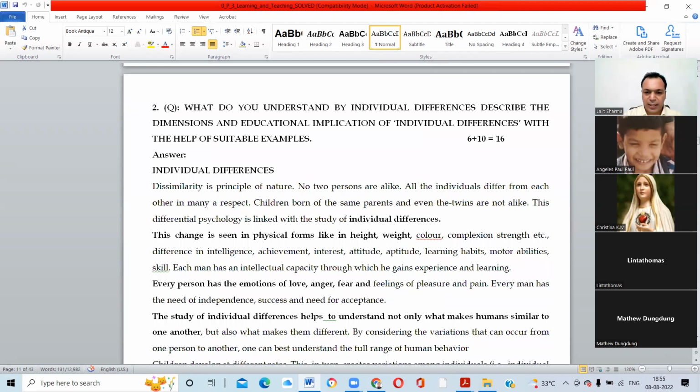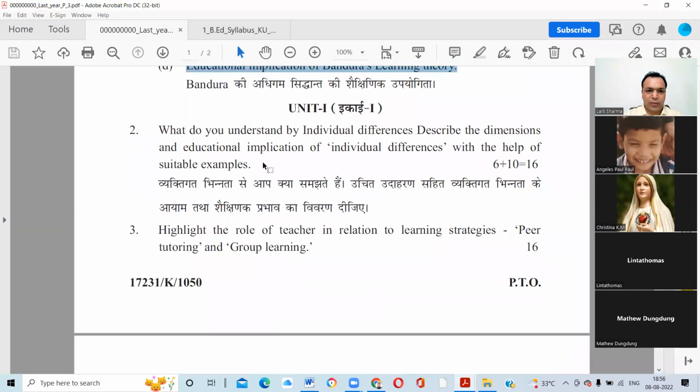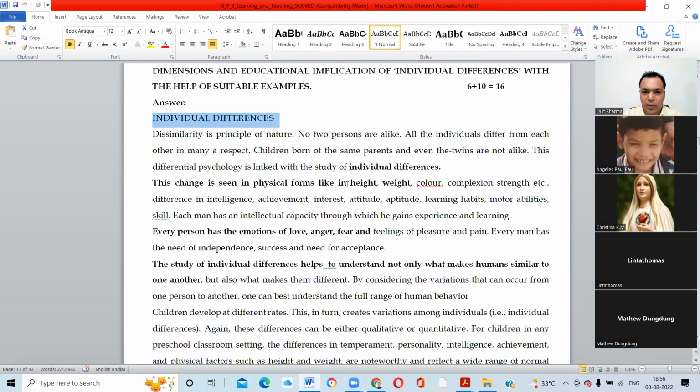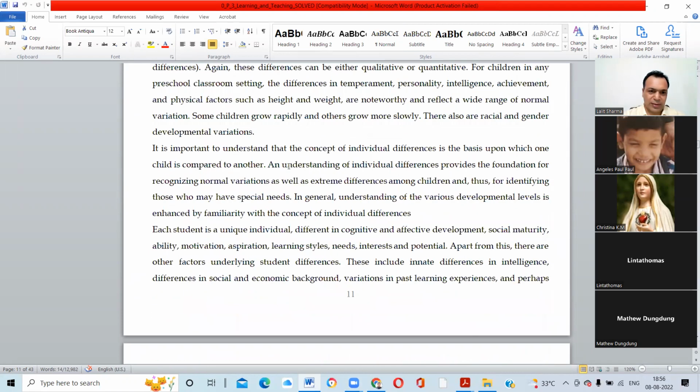Next is the second question. Our second question is from unit 1, which talks about individual difference. Individual difference means that no two persons are alike. They are different in their attitude, their aptitude, everything, emotions, right? Even twins can be different. They have different patterns of thinking, they have different attitudes, right? So color, complexion, strength, height, weight, everything I have defined about individual difference.